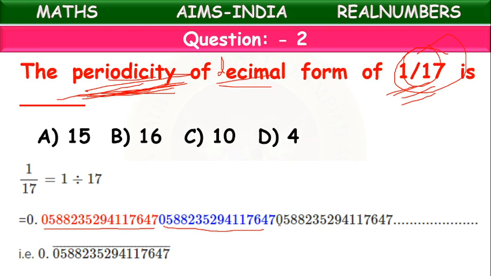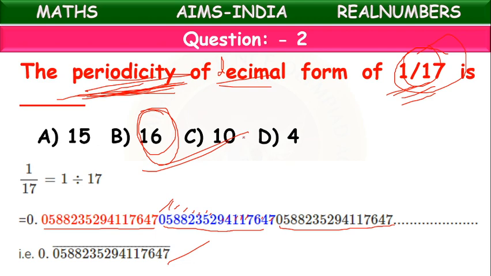This whole part means 1, 2, 3, 4, 5, 6, 7, 8, 9, 10, 11, 12, 13, 14, 15, 16. So 16 decimal places are repeating. So the periodicity is 16.